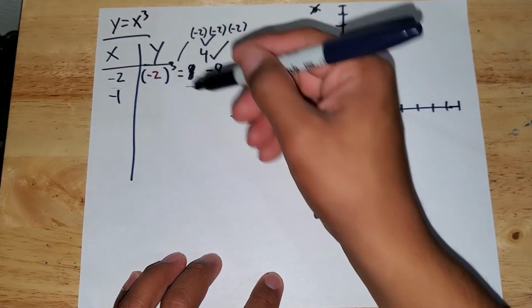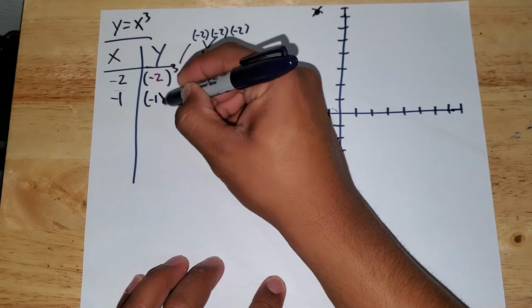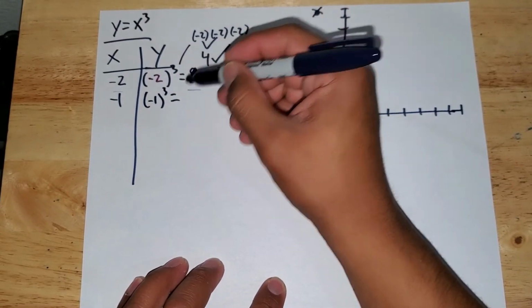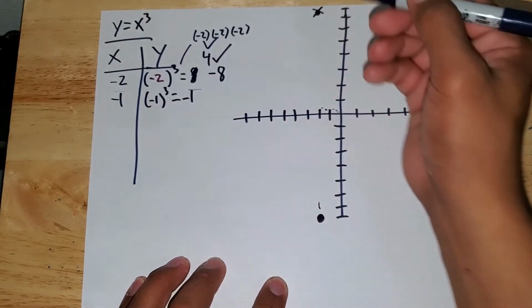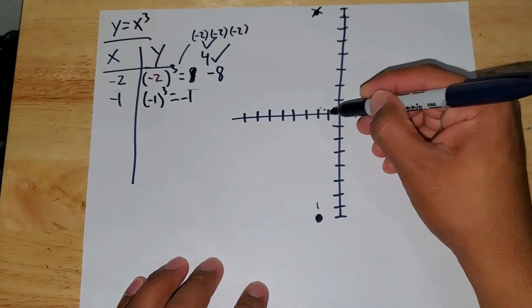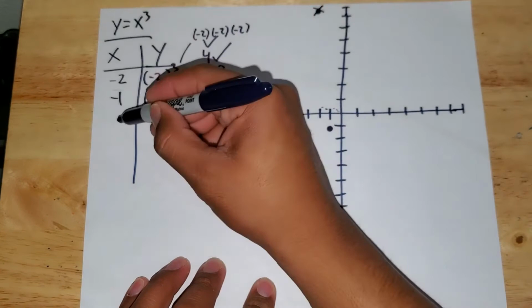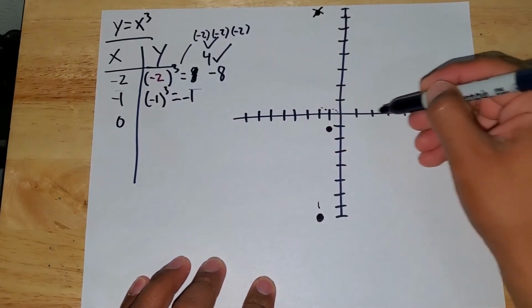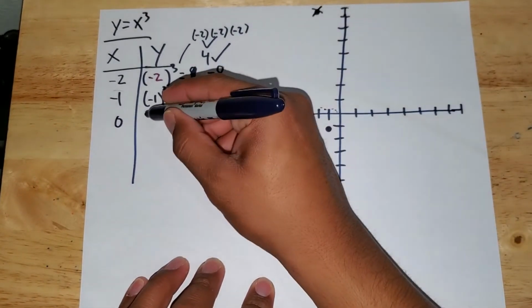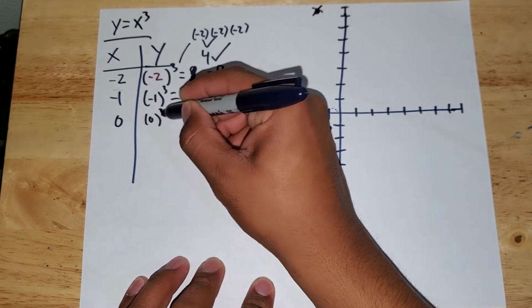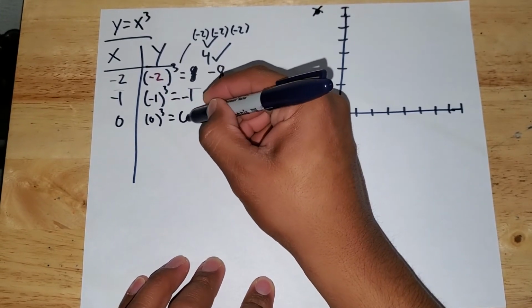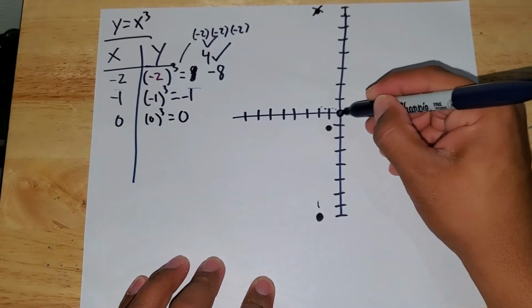Let me try using negative 1. So when I input negative 1 cubed, that's also going to leave me with negative 1. So from the origin, I'm going to move 1 left and 1 down. Now let me use 0. Again, I'm moving from left to right, choosing values. And 0 to the power of anything is going to give you 0. So we have another value on the origin.